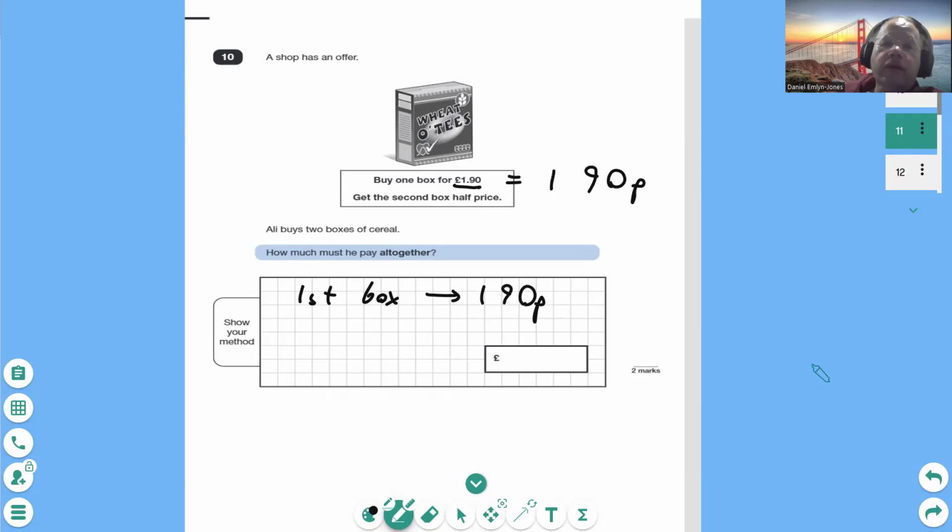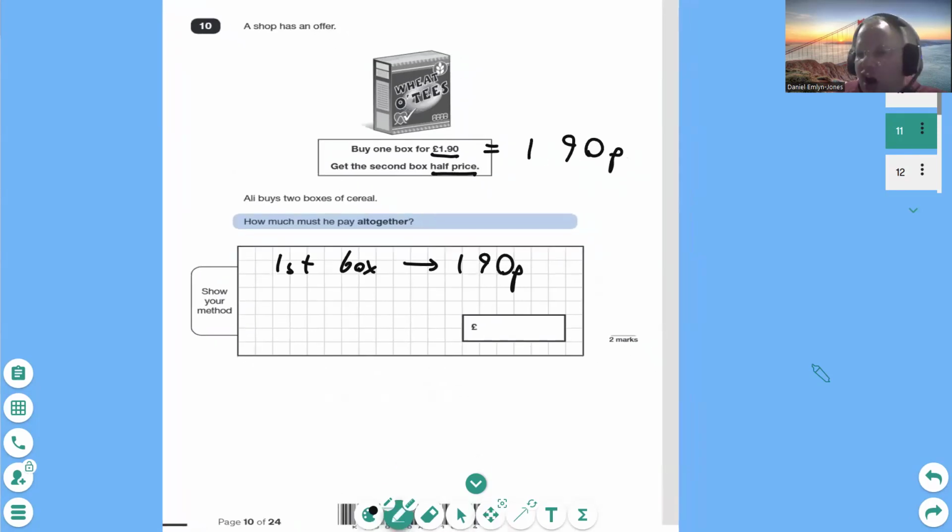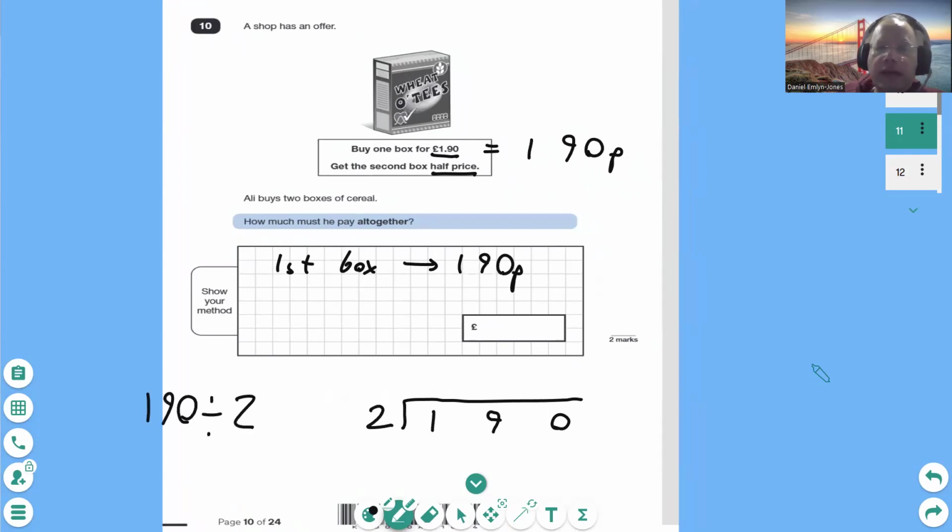For the second box is half price. So what do we have to do to the 190? We have to chop it in half. Half of 190. A good way to do that is via the bus stop method. I use the bus stop division method. So 190 divided by 2. The 190 goes underneath the bus stop.